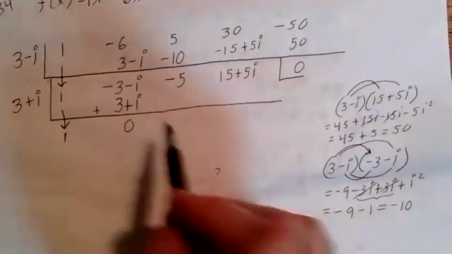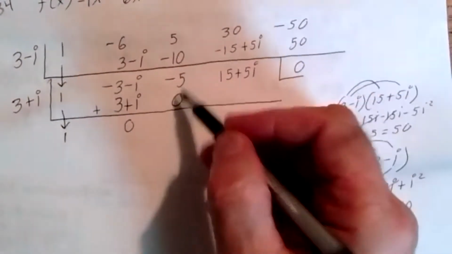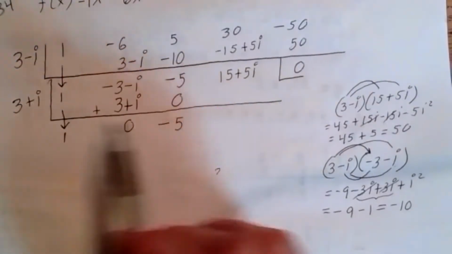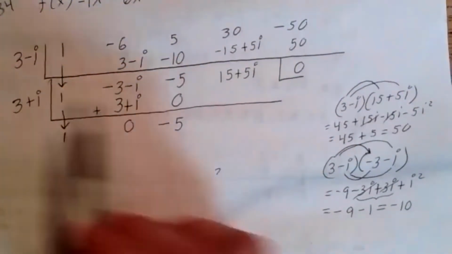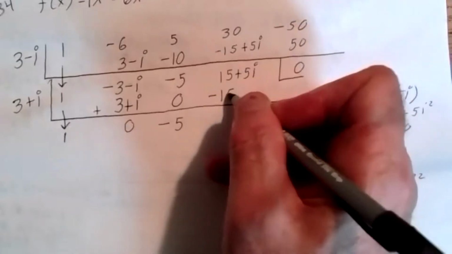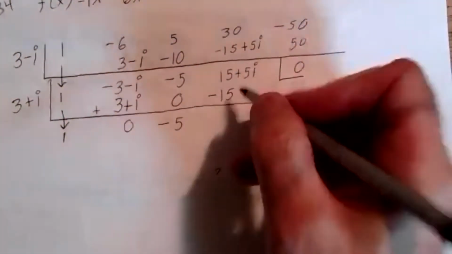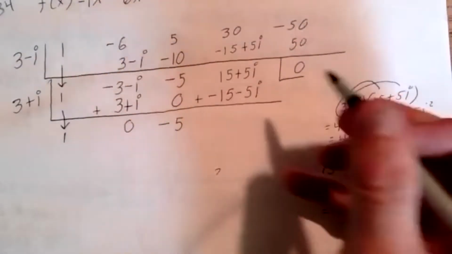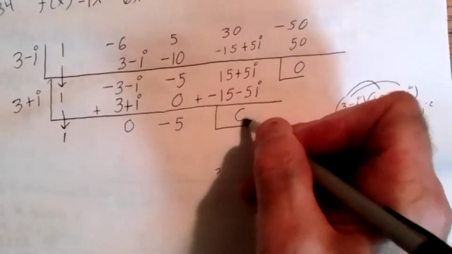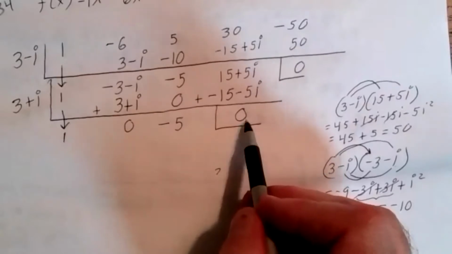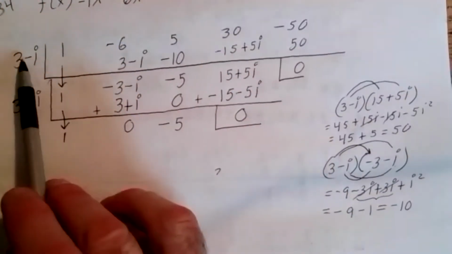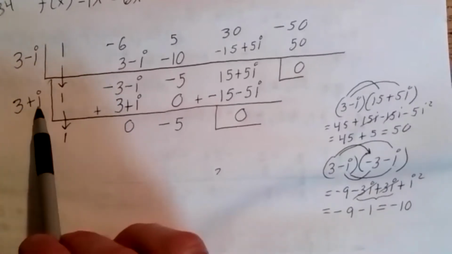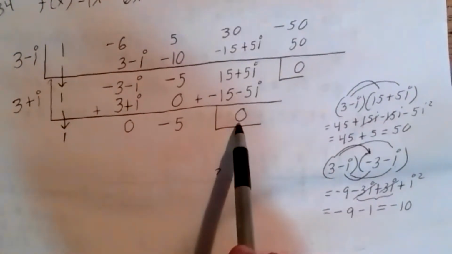Now, 3 plus I times 0 is 0. Negative 5 plus 0 is negative 5. Now, what's 3 plus I times negative 5? What's 3 times negative 5? Negative 15. What's I times negative 5? Negative 5I. Now, when you add these together, what do you get? 0. And that's exactly what we should be getting, because we've already used that complex conjugate pair theorem that says that if 3 minus I is a 0, this automatically has to be another 0. And that's why we get a 0 remainder again.